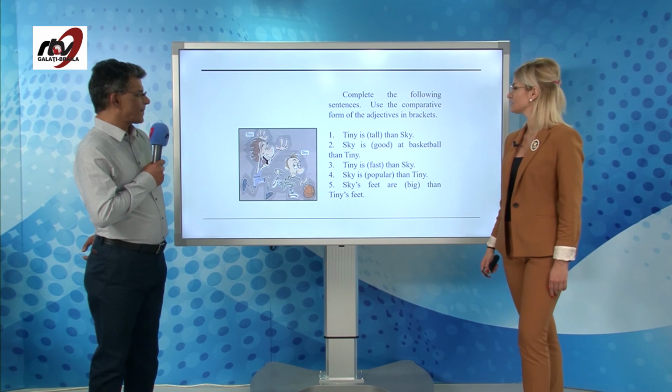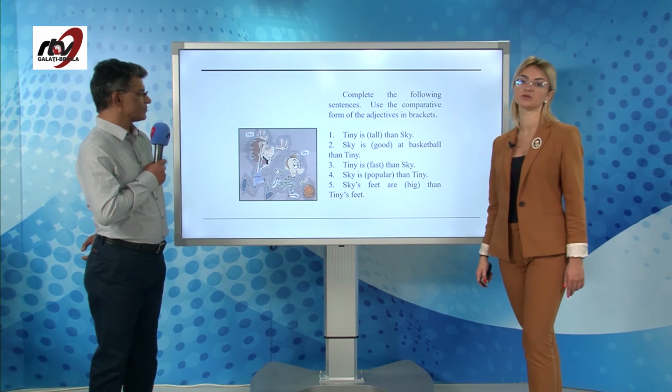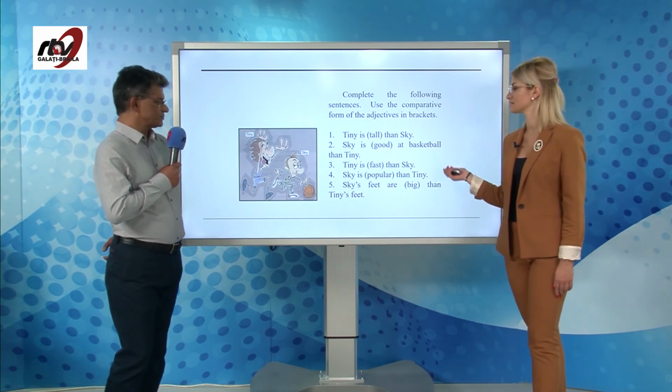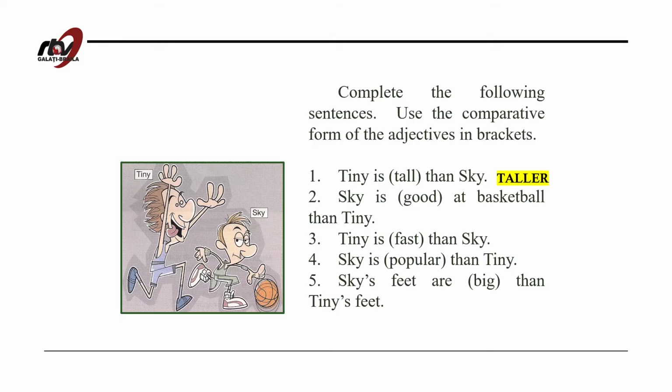For the next activity, we have to complete the following sentences with the comparative form of the adjective. It's a very simple exercise. So let's see the first example. Tiny is taller than Sky, as you can see. Sky is better at basketball than Tiny. And Tiny is faster than Sky. Sky is more popular than Tiny. And Sky's feet are bigger than Tiny's feet.